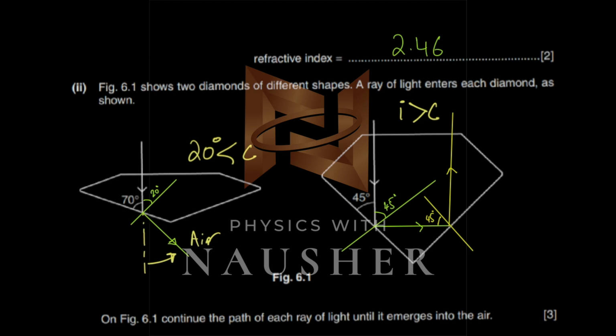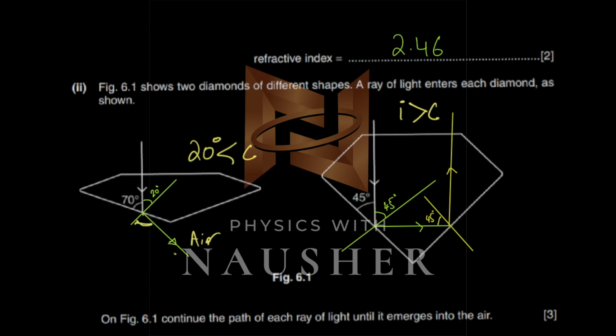And the path that you will show is this. This is just to make you understand that it's bending away from the normal. Don't make it inwards, make it outwards, because your angle of refraction is going to be this angle over here.